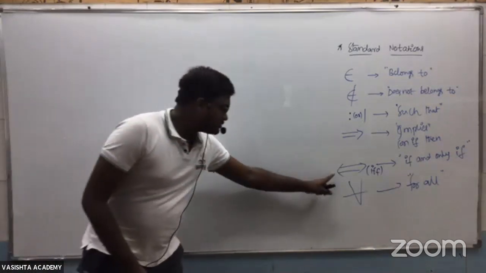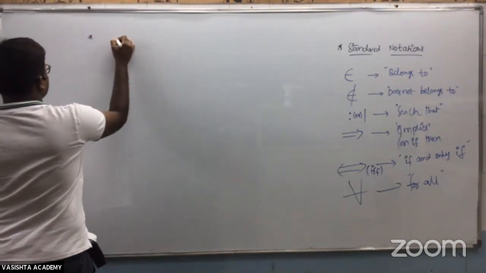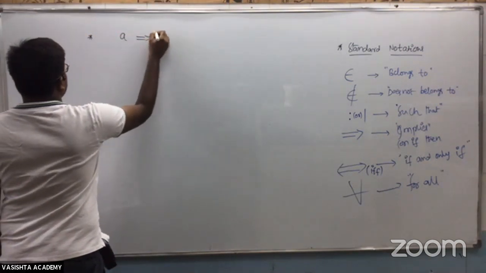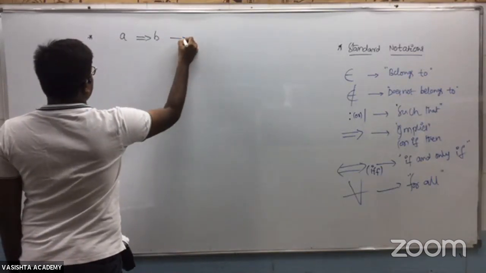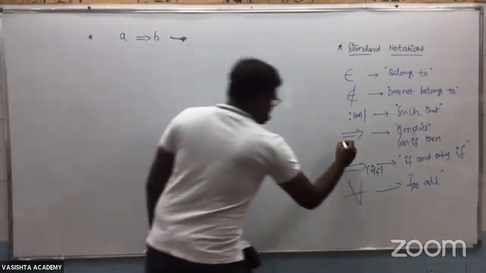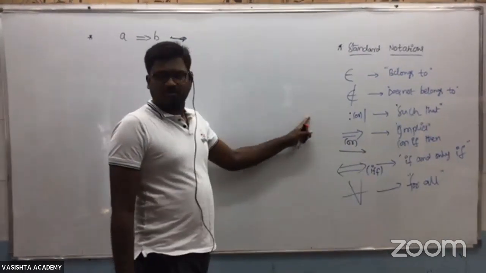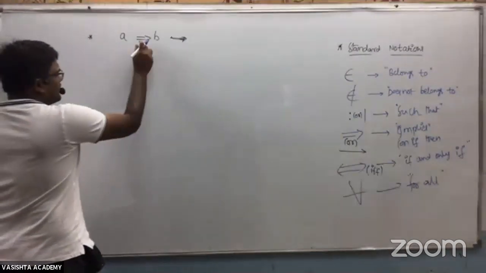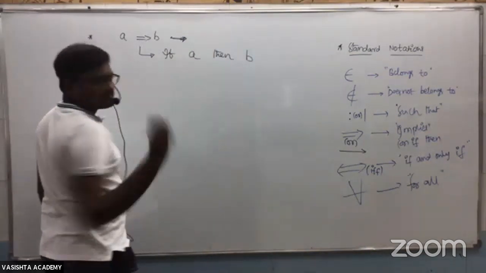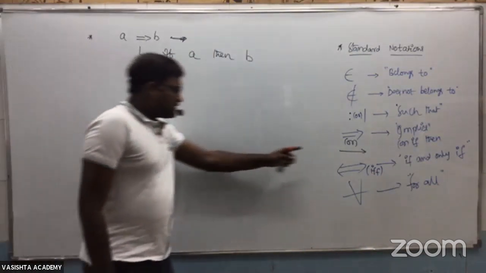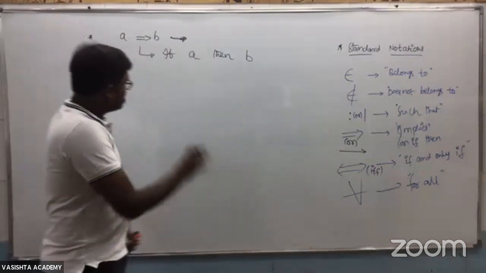I'll just take 2 minutes to explain these two symbols. They're very easy. When I say A implies B, the meaning of this one is if A then B. Sometimes they use the symbol also in another chapter. Actually we use these two symbols in another chapter called mathematical reasoning in statements. It is something like this.